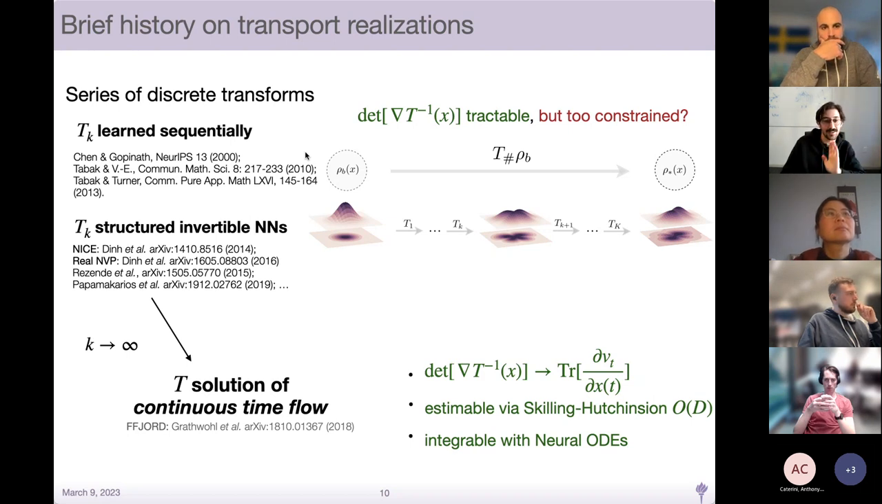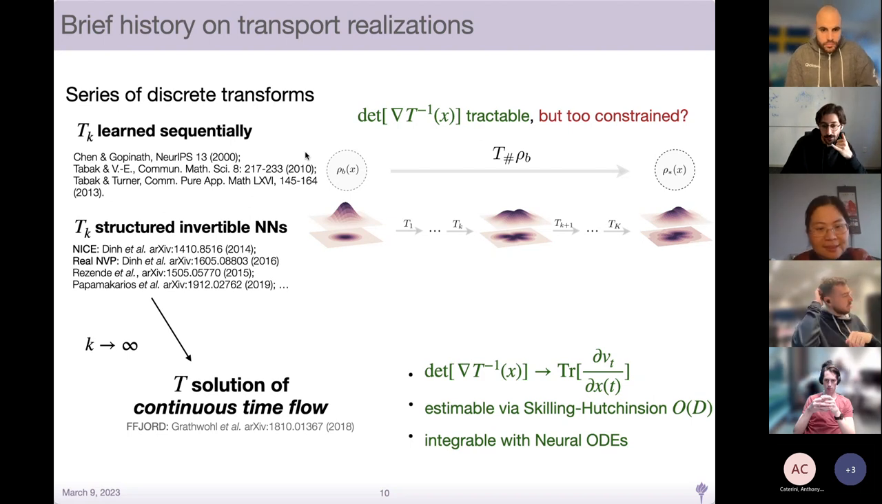But it motivates the question, okay, if I'm doing many of these structured transformations in a row, what happens if I take the k equals infinity limit of this and say now actually T isn't just a series of transformations, but it's the solution of a continuous time flow, okay? And this is work by Will Grathwohl and Ricky Chen in their FFJORD paper in 2018.